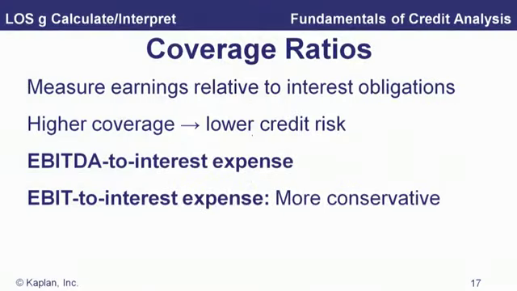Here's some coverage ratios to either EBIT to interest expense or EBITDA to interest expense. EBIT is more conservative. Why are we saying before depreciation and amortization? Because those are non-cash charges. We're kind of backing into almost a cash flow from operations sort of measure here. Not exactly the same thing, but it's the same idea where we take net income and add back under the indirect method those non-cash charges, depreciation, amortization.